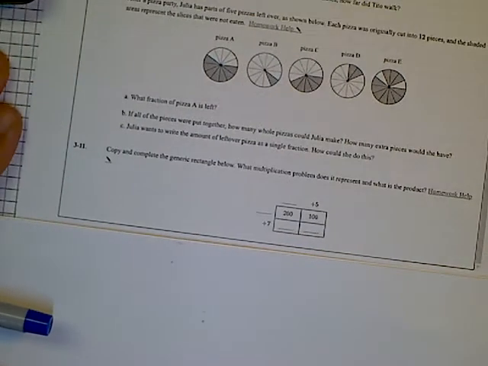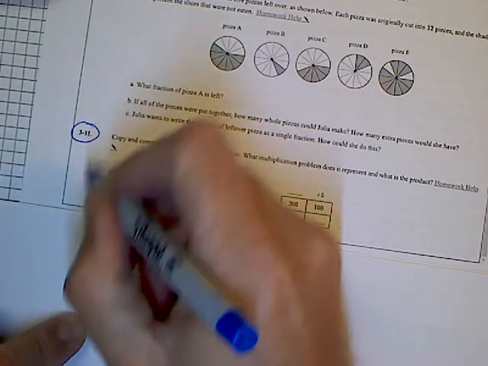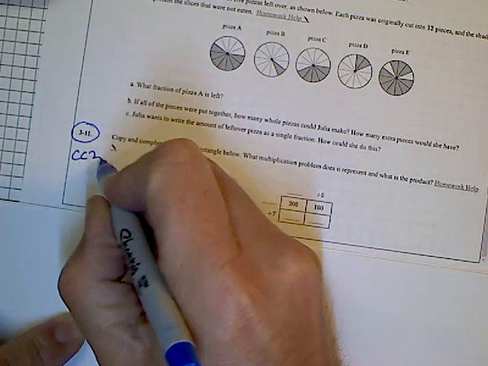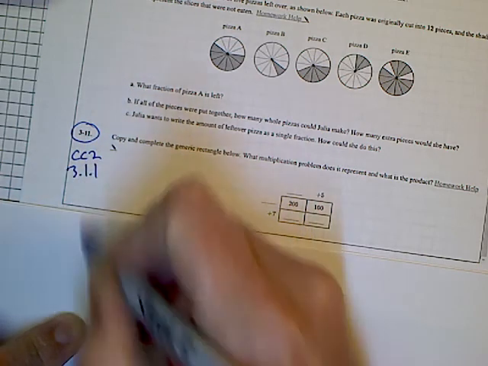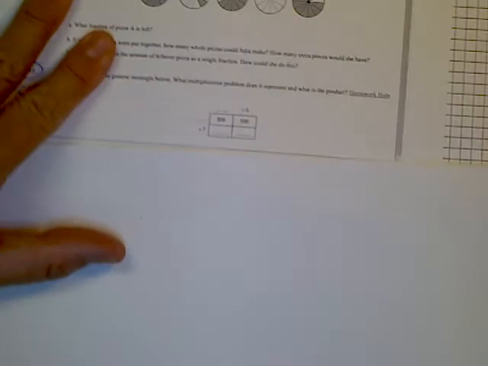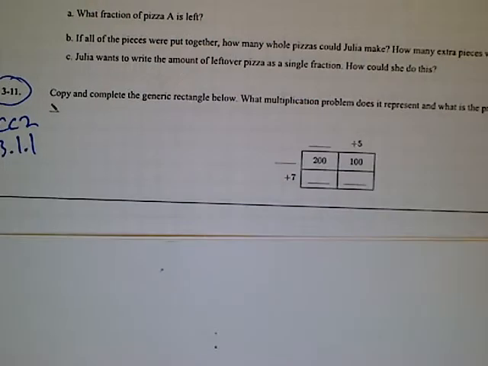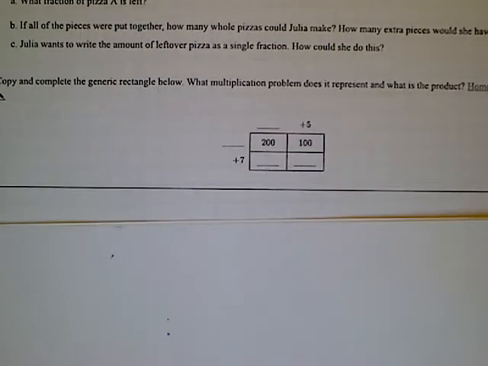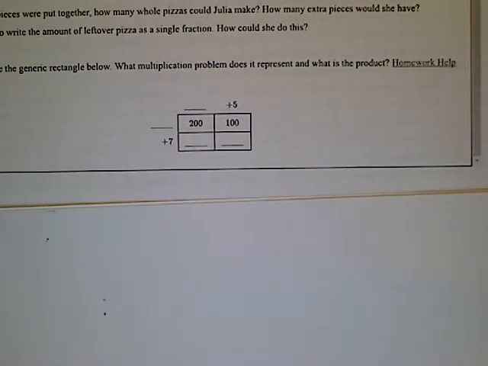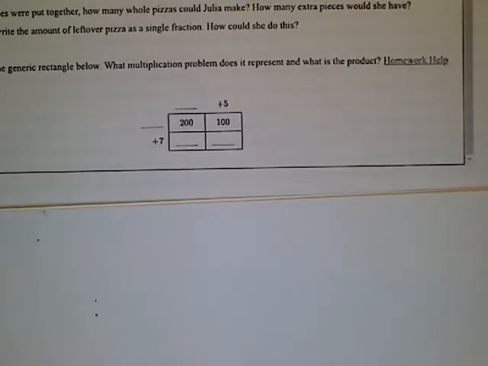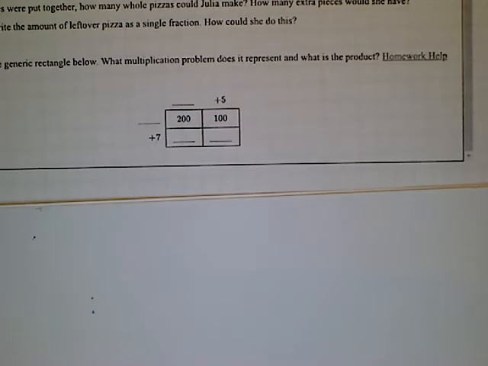All right, we are looking at 3.1.1, this is CC2. So this question, let's get it closer here so you can see it and we can read it. Copy and complete the generic rectangle below. What multiplication problem does it represent, and what is the product?